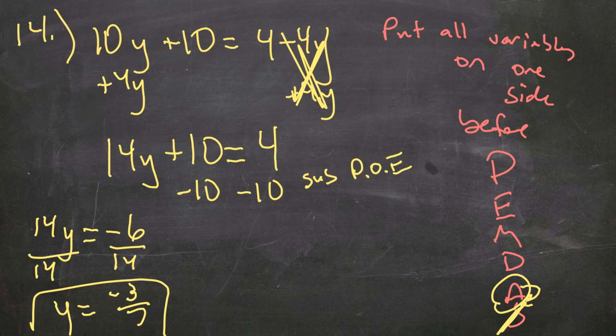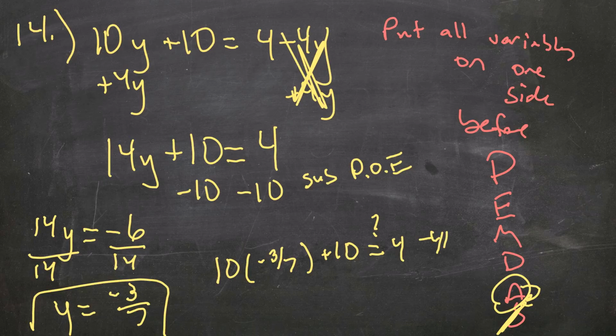Now I'm going to plug it in to the original. 10 times negative 3/7 plus 10. Does that in fact equal 4 minus 4 times negative 3/7? Alright, I get negative 37. It does work out. Alright, good to go.